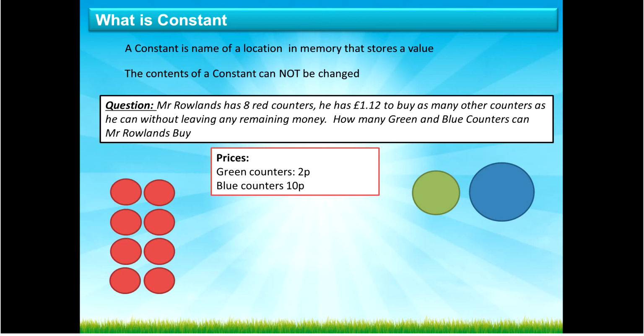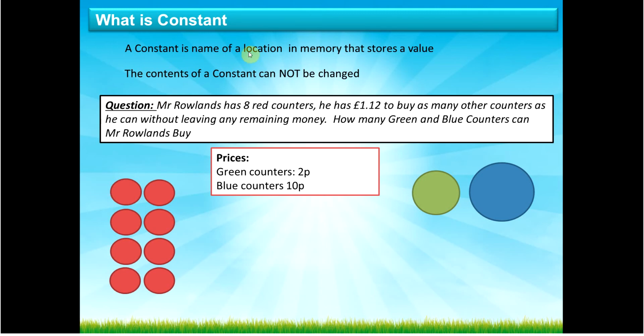So I've got a question here. Imagine we're still playing the game, we're on that website that I mentioned. It says Mr. Rowlands has 8 red counters. He has £1.12 to buy as many other counters as he can without leaving any remaining money. How many green and blue counters can Mr. Rowlands buy? Please don't rush off and start answering that question. It's just there for an example so you understand what a constant is.